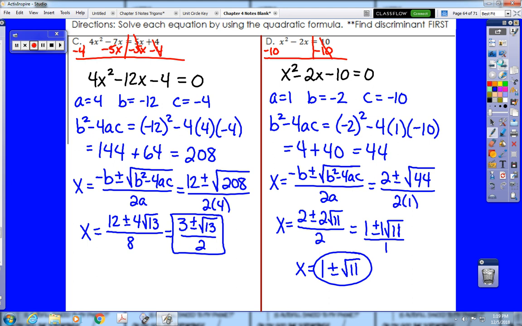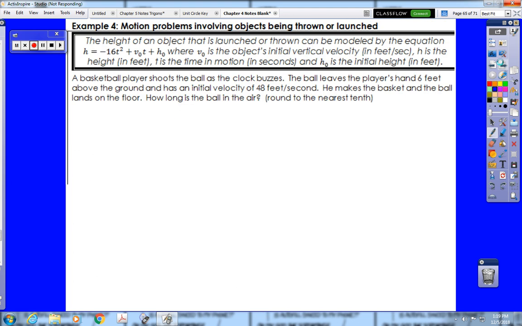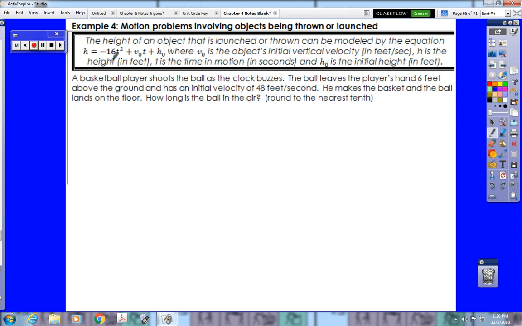The final slide of these notes is a word problem. Now this word problem is talking about projectile motion, and specifically projectile motion in feet per second. Now when we have an equation in feet per second, we can generalize the equation and always use this equation right here, which is h equals negative 16t squared plus the initial velocity times t plus the initial height.